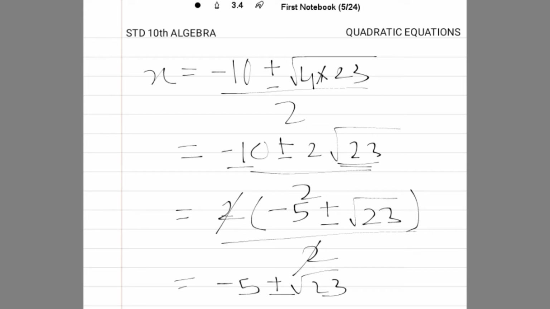But if it is asked in your exam to solve it by the factorization method or the completing the square method, you have to solve it by that method, or else your marks will get cut. So don't use this formula just because it is easy. Just follow the instructions there. So we will move to the next topic now.